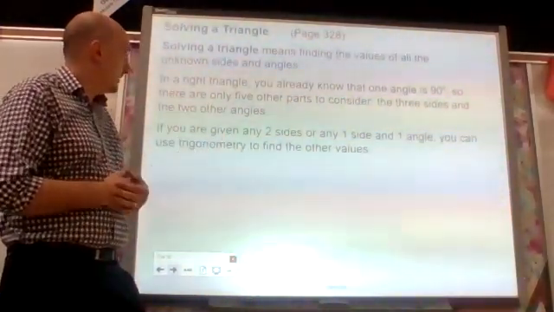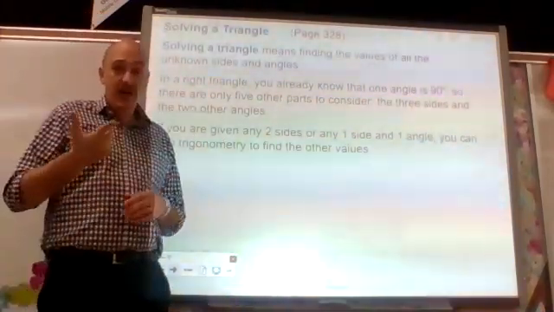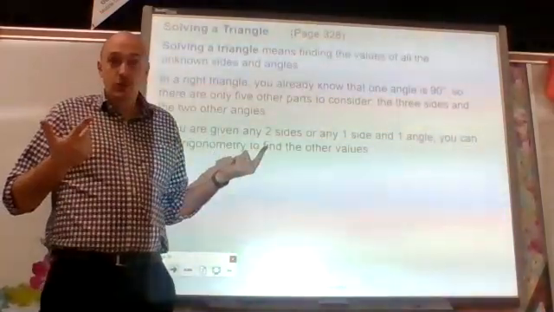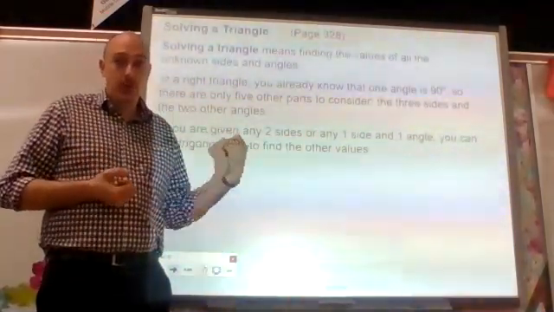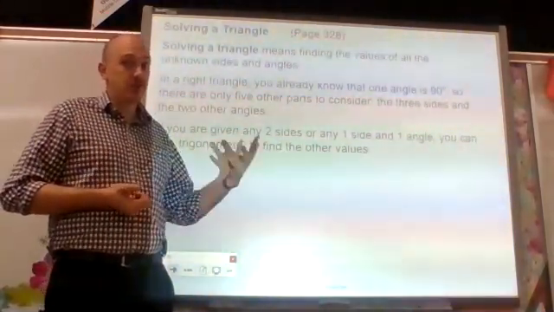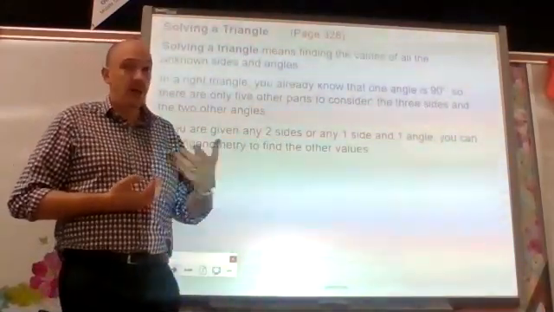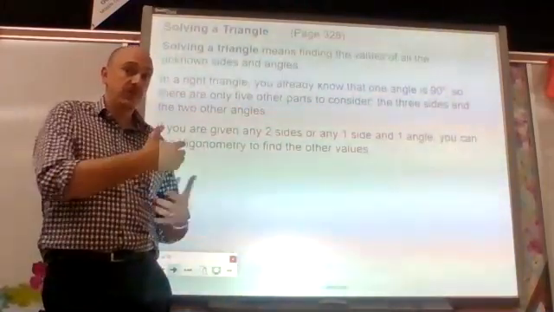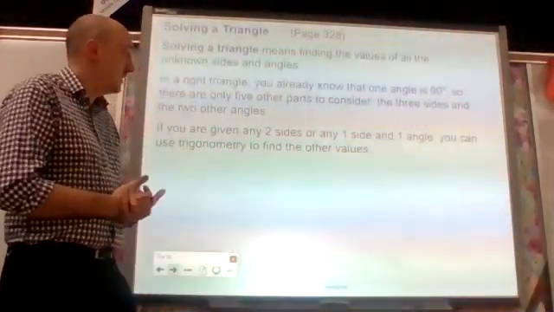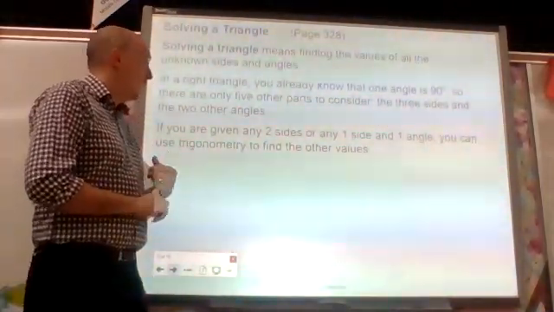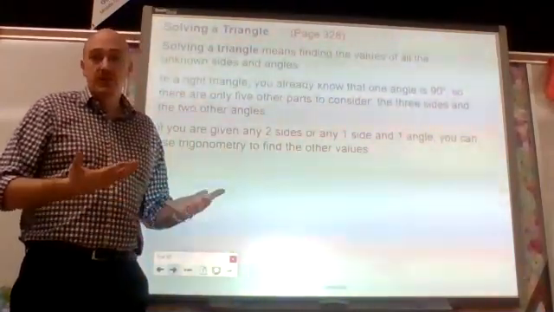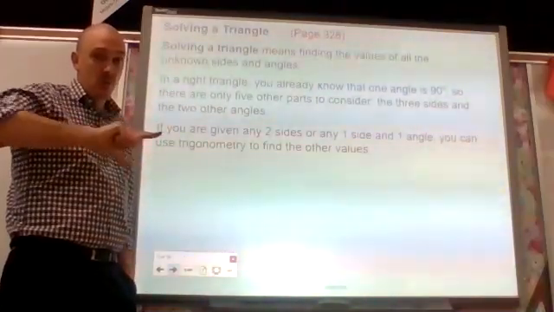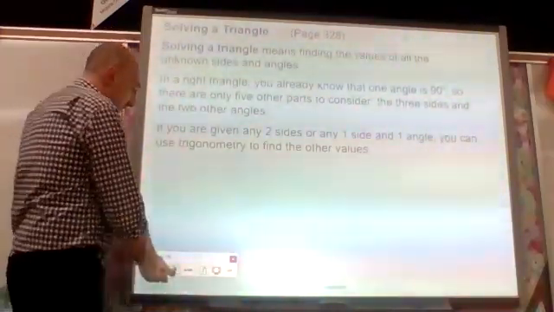Then there's three sides. If you have any two sides, like O and H, or A and H, or O and A, there's a trig ratio that'll let us find the angle. And there's the Pythagorean theorem that'll let us find the other side, right? So we can find all of those fairly easily. Or if you have one side and one angle, you can use your trig ratio to find the other values. So all you need is two sides or one side and one angle. You can figure everything else out.